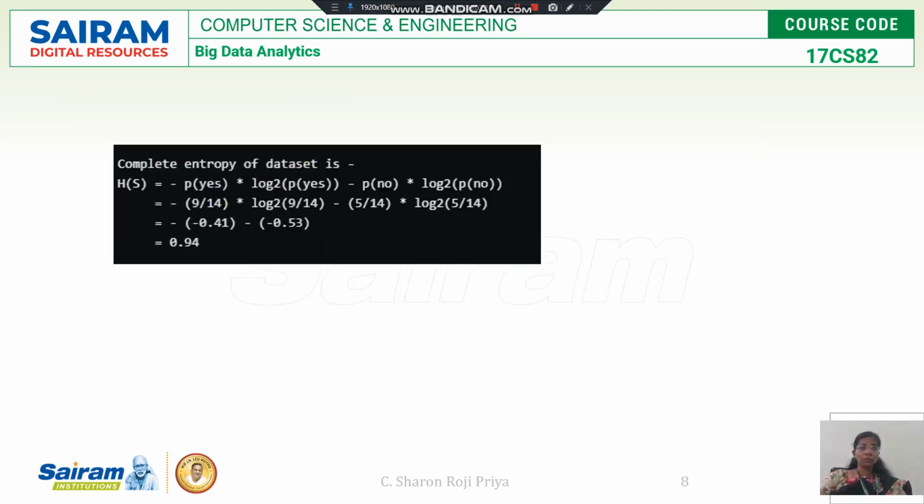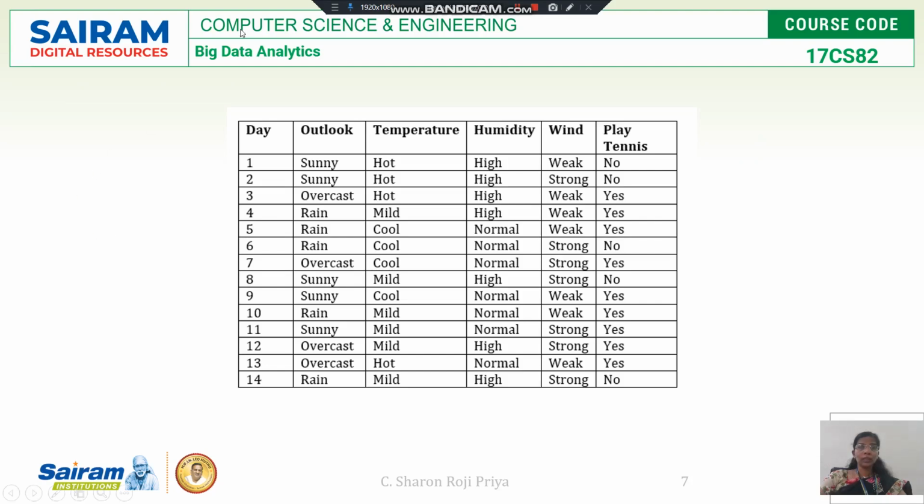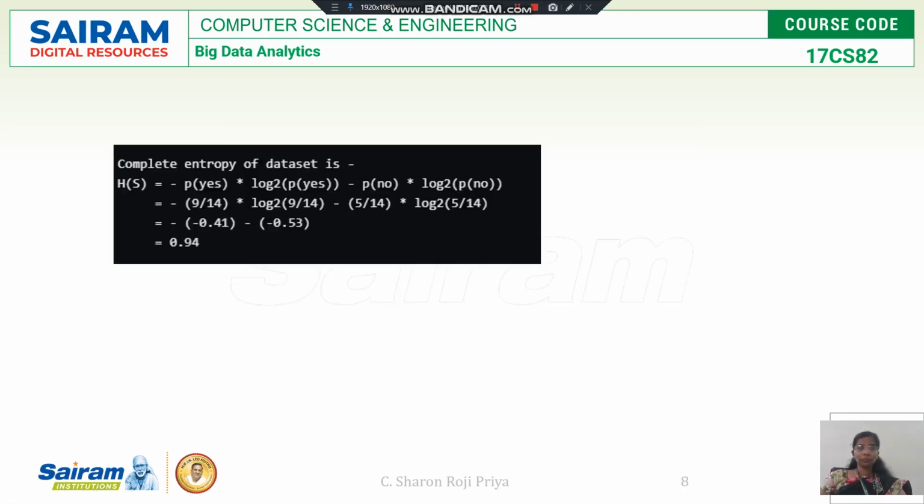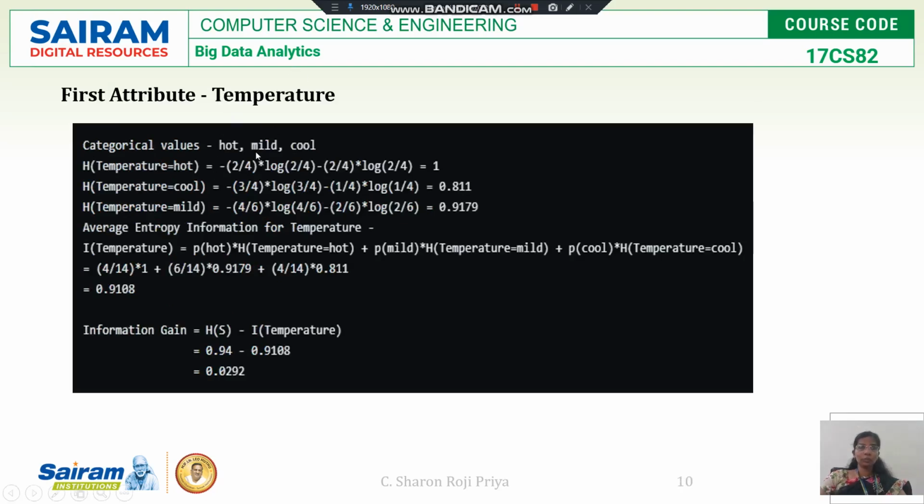Now come to this data set. Have a look at this temperature. What are the categorical values? Hot, mild and cool are the categorical values. So 3 categorical values. Now what I have to do? For every categorical value, I have to calculate the entropy.